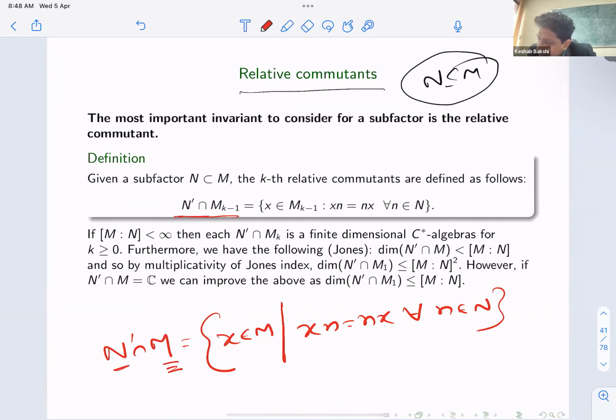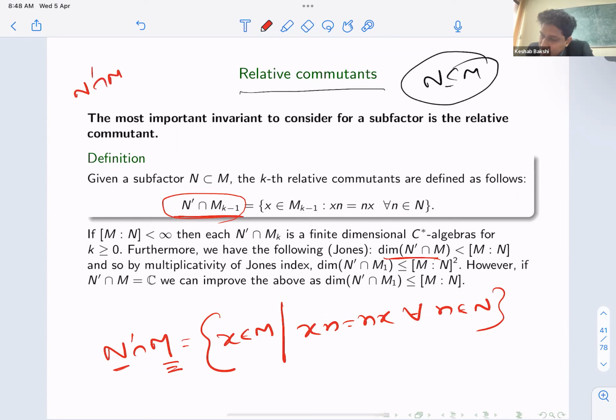Similarly, N prime intersect M_{k-1}. M_{k-1}, remember, comes from the multiple, iterated basic construction. So it is the elements of M_{k-1} which commute with N. These are called the nth relative commutants, and it can be shown that these are all finite dimensional. That is, N prime intersect M_k are finite dimensional.